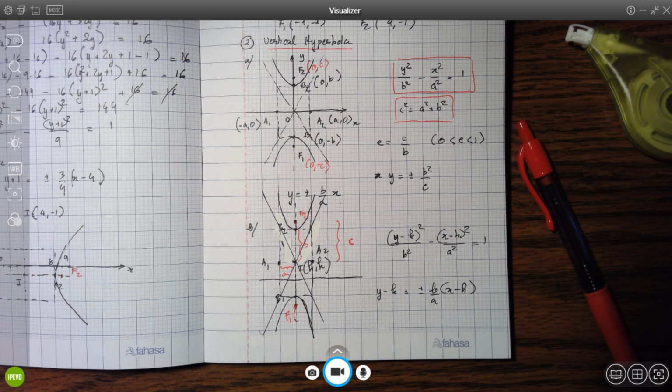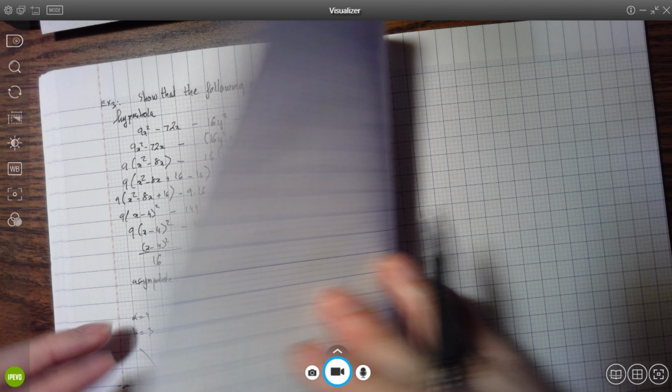Yeah, the A, B, C is just the distance. But when you want to write the coordinate, you have to draw the picture, and then you can get the coordinate. All right, let's jump to the example.